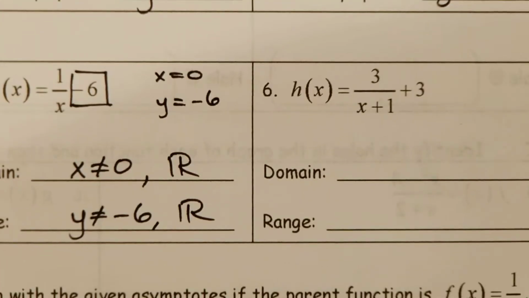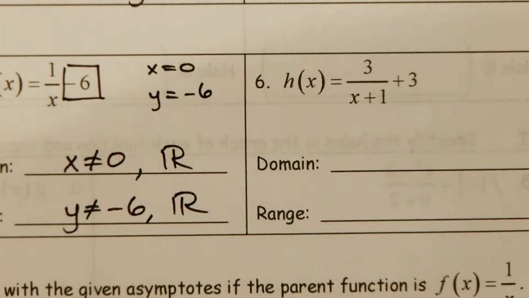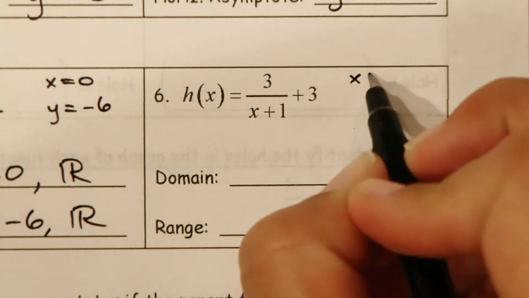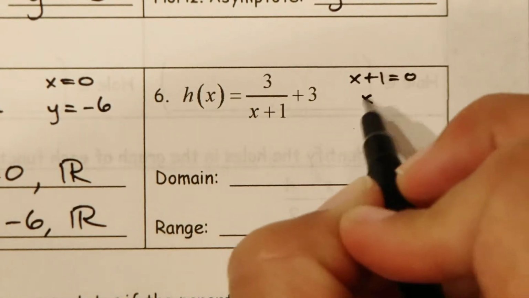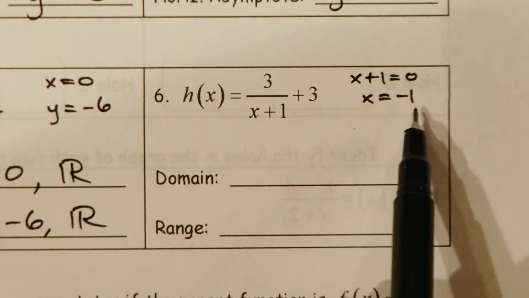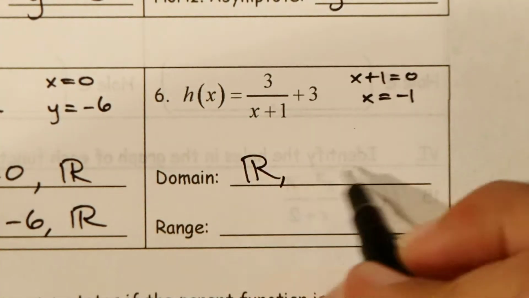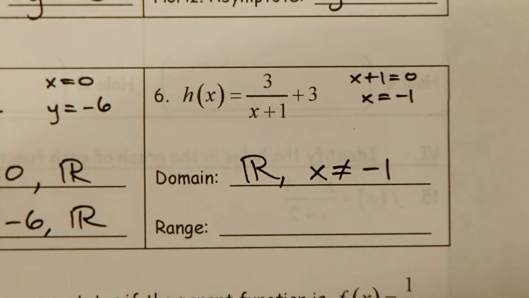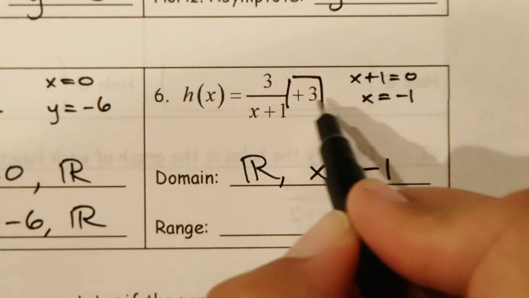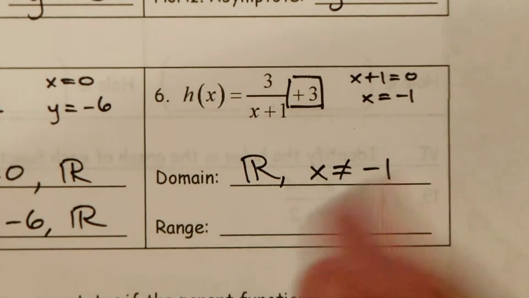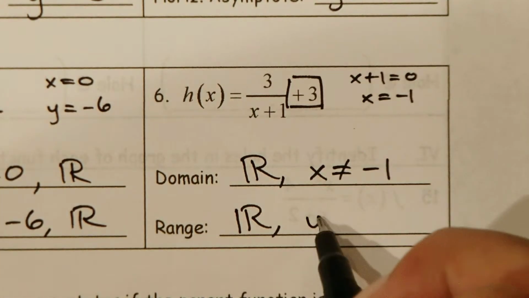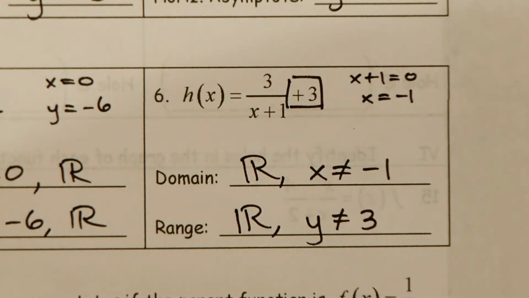All right, and this last one here, number 6, we have h of x equals 3 over x plus 1, plus 3. Starting with the vertical asymptote again, x plus 1 equals 0, so x would equal -1. That's where our asymptote occurs, and therefore that is where x cannot have a value. And this one has been translated up 3, so our horizontal asymptote has gone from 0 up to 3. So it can be all real numbers, but y cannot equal +3, where the asymptote is located.